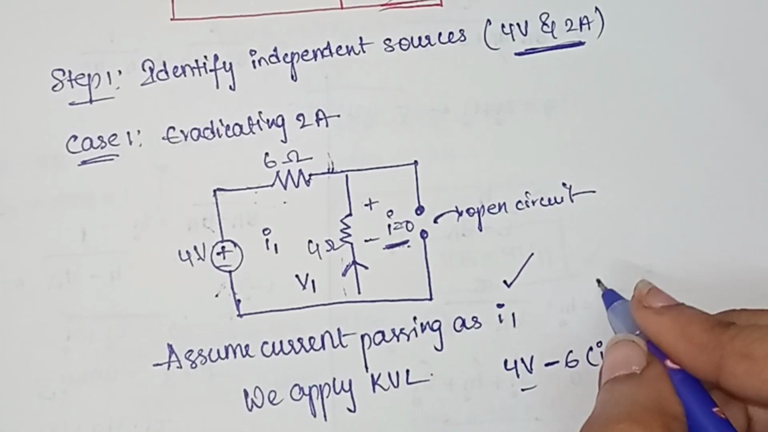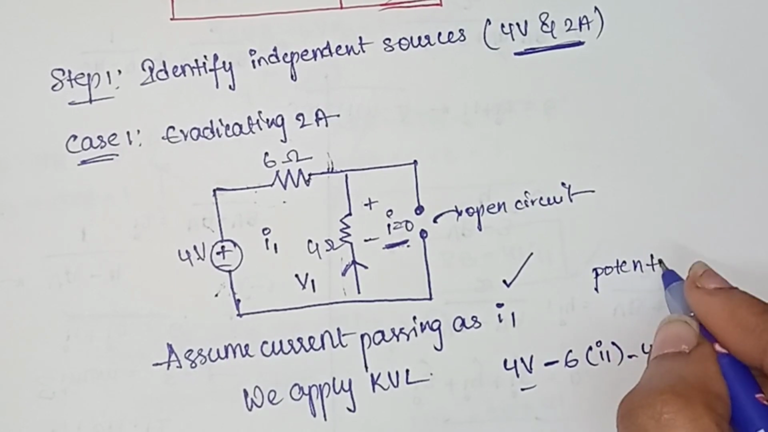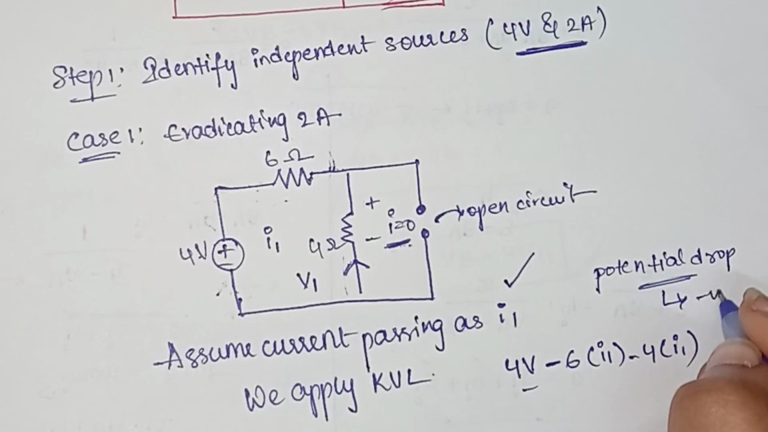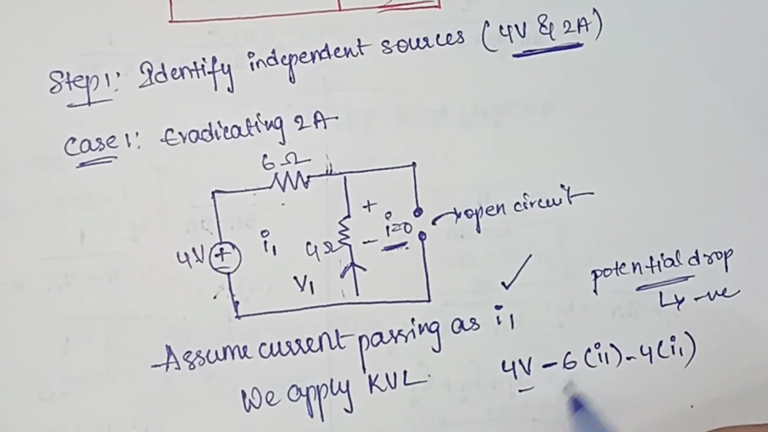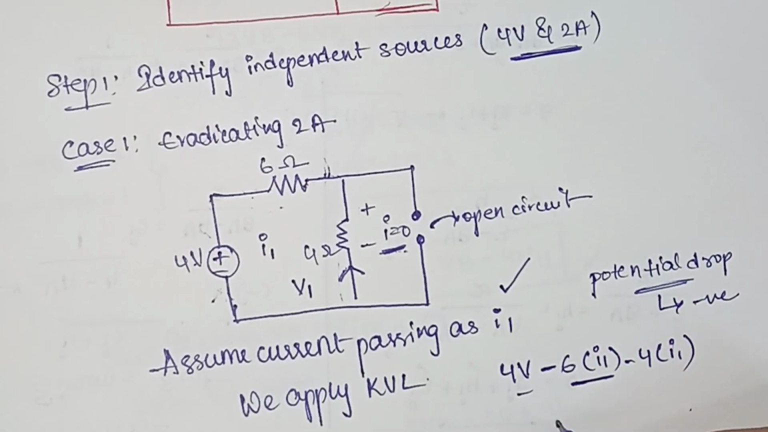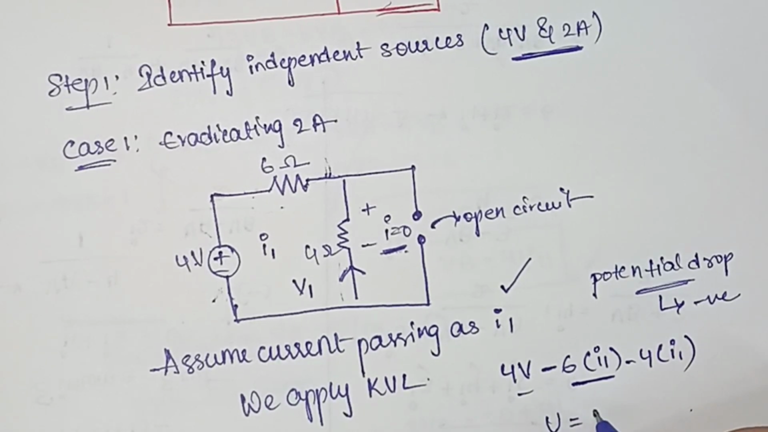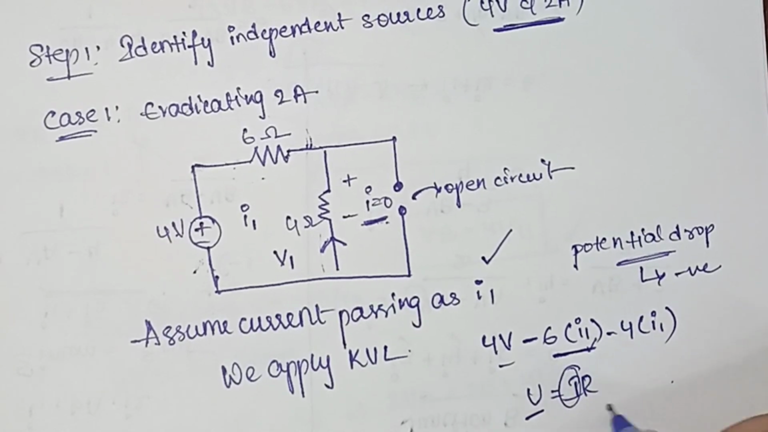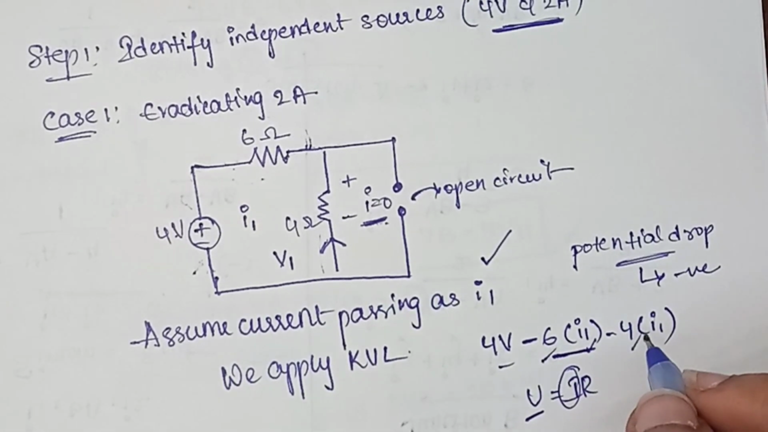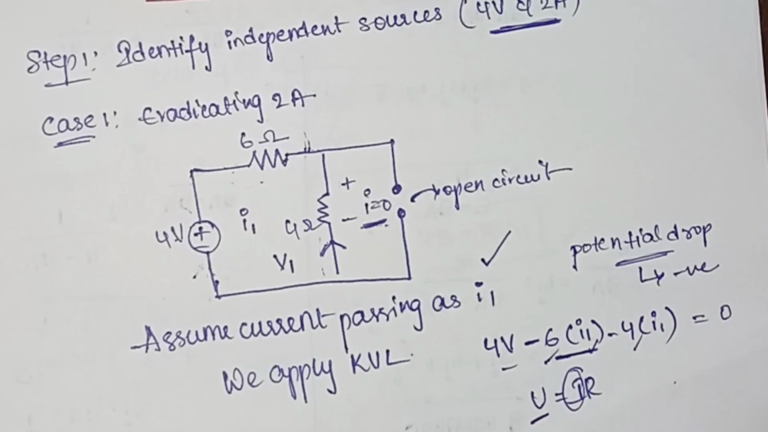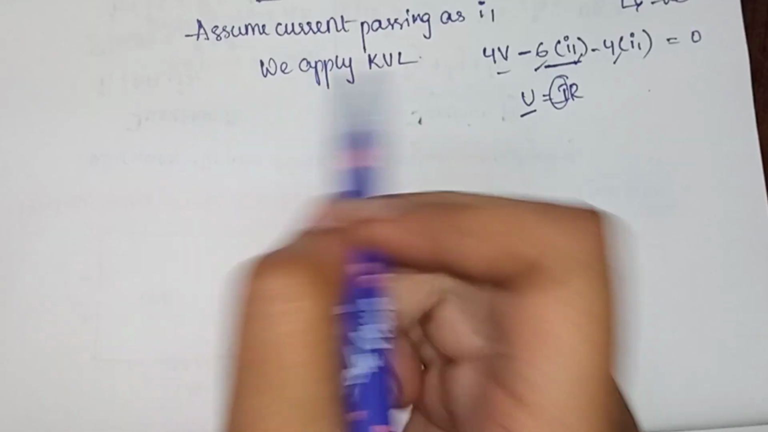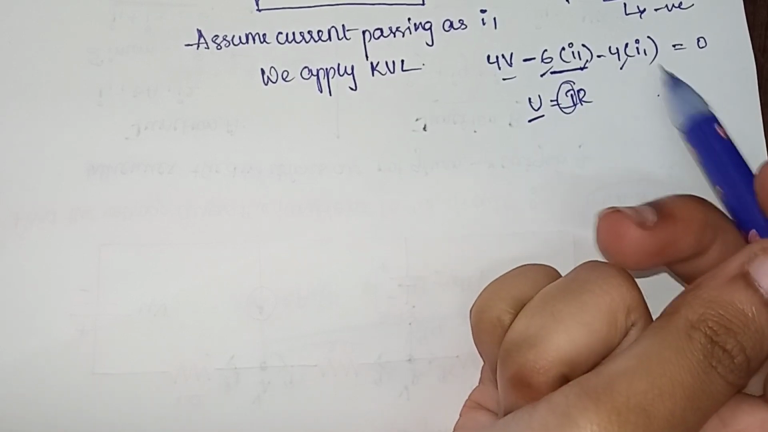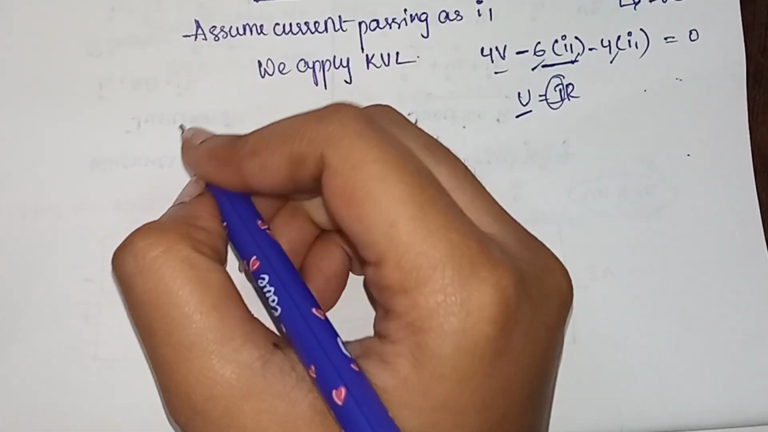Why we are taking the negative sign here is because of the potential drop. Since it is a potential drop, we are taking a negative sign. And why we are having this I1 is, as per Ohm's law, we know that V is equal to IR. Since we need to find voltage, our I is I1 and our R is 6 and 4 respectively. So this will be equal to 0. Now since we found 4 volts minus 6I1 minus 4I1 is equal to 0, we'll solve that equation now.